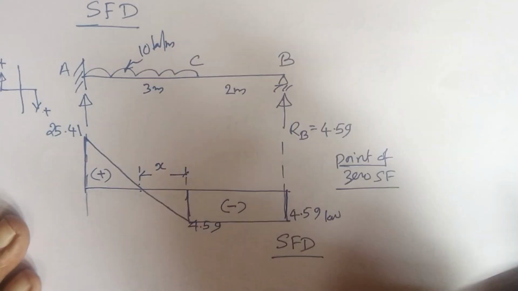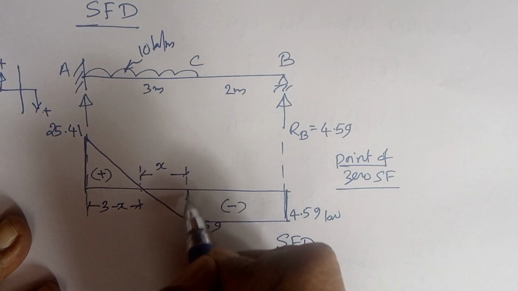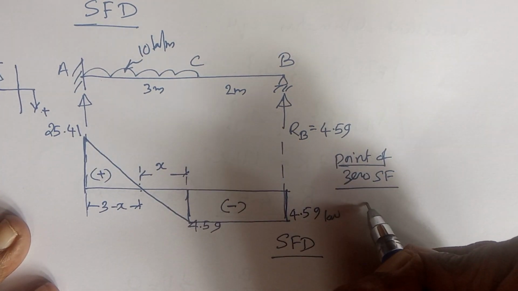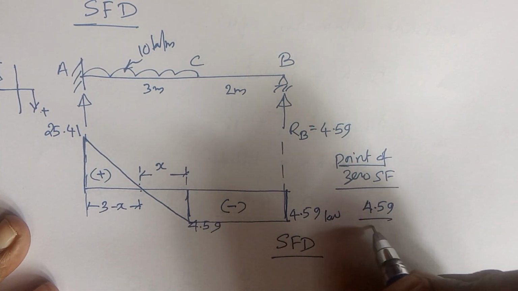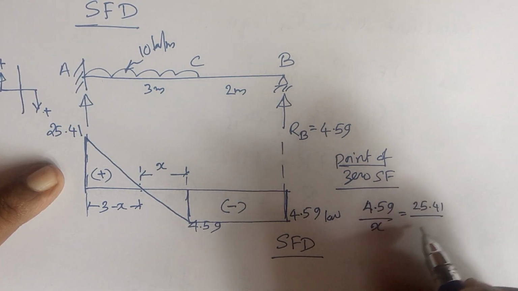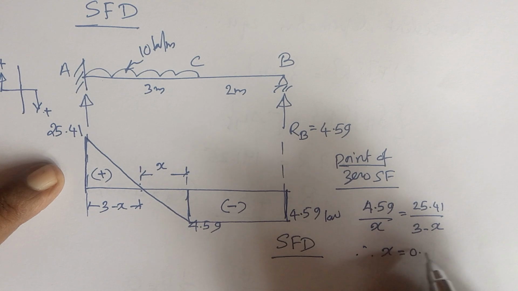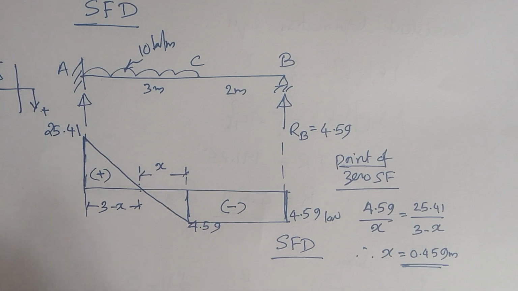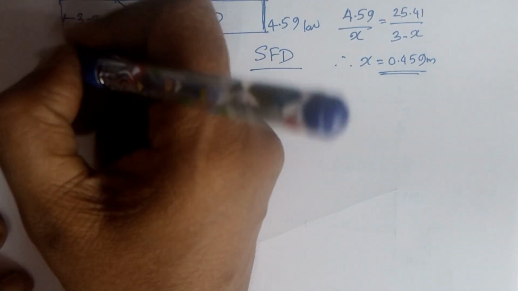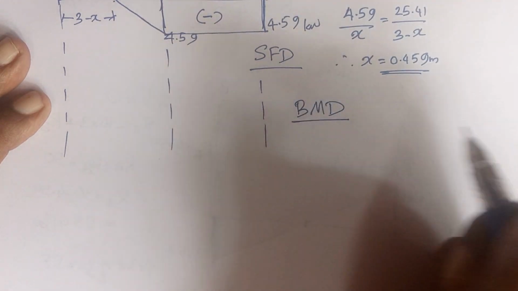If you want to find the point of zero shear force, this distance is x, and this distance is 3 minus x. So consider these two triangles. 4.59 by x is equal to 25.41 divided by 3 minus x. From that we can get x is equal to 0.459 meter. The next step is to draw the bending moment diagram.